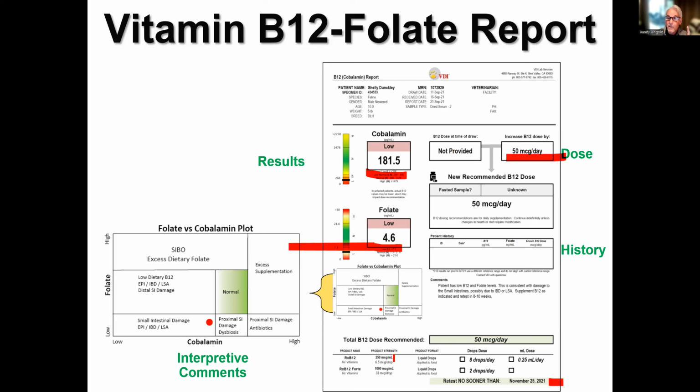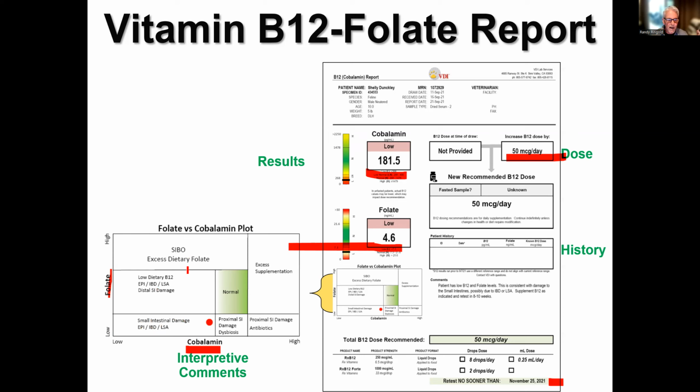Now, the other thing that we do that is kind of cool is we plot this data. Why would you want to plot B12 and folate? So here's folate, here's B12, and we plot it. The reason is because these are absorbed in different parts of the intestinal tract, and there's different pathology going on. As a result, between the two of them, we can give you some indication just from two tests of kind of what's going on.